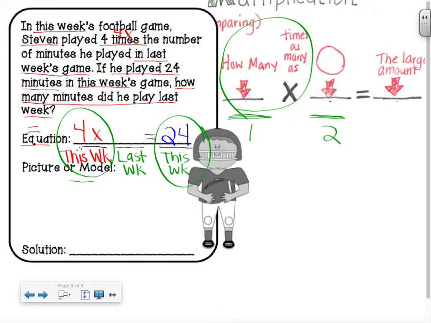All right, so this is the question mark. I'm not going to put it, though. The last week is the question mark. So we can say this. 4 times blank equals 24. Say that. 4 times blank equals 24.